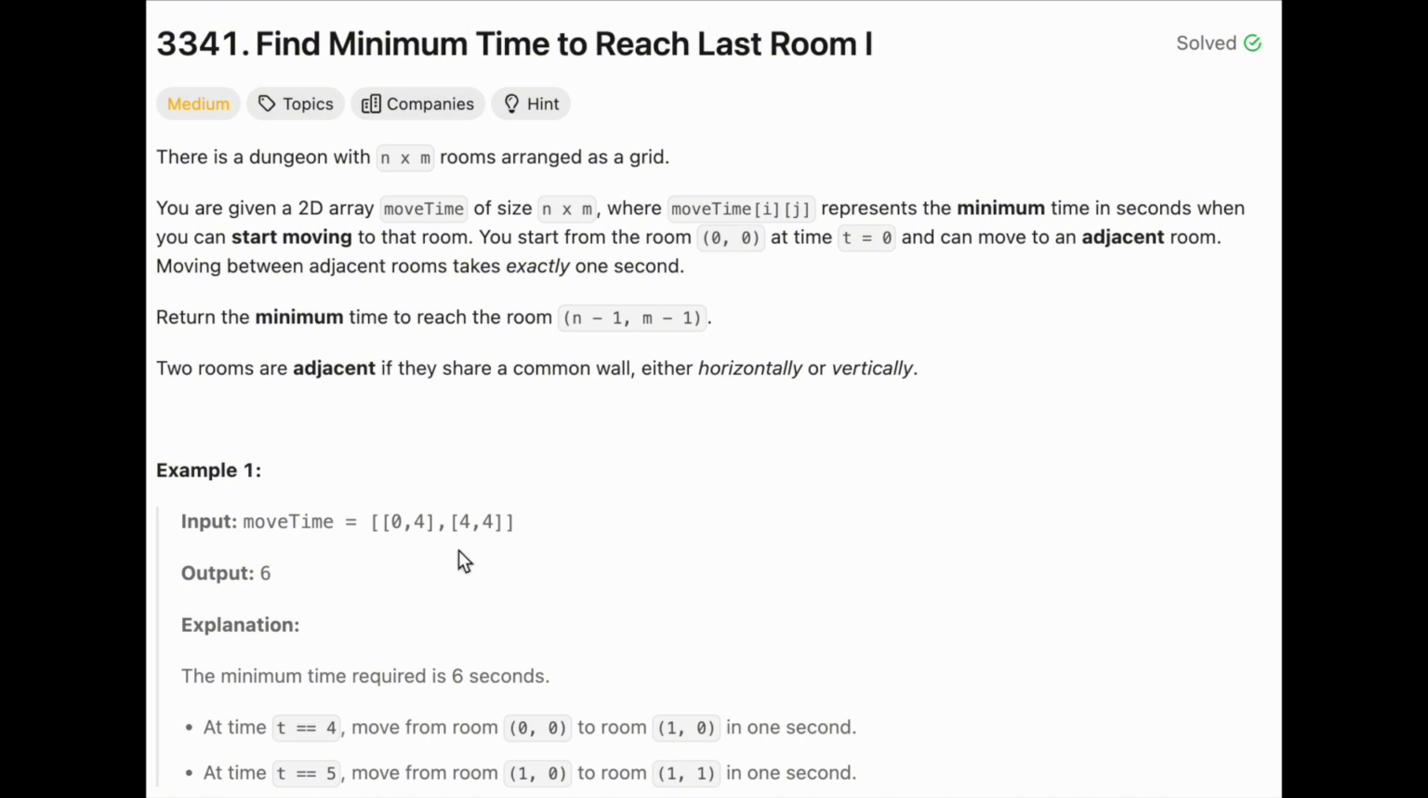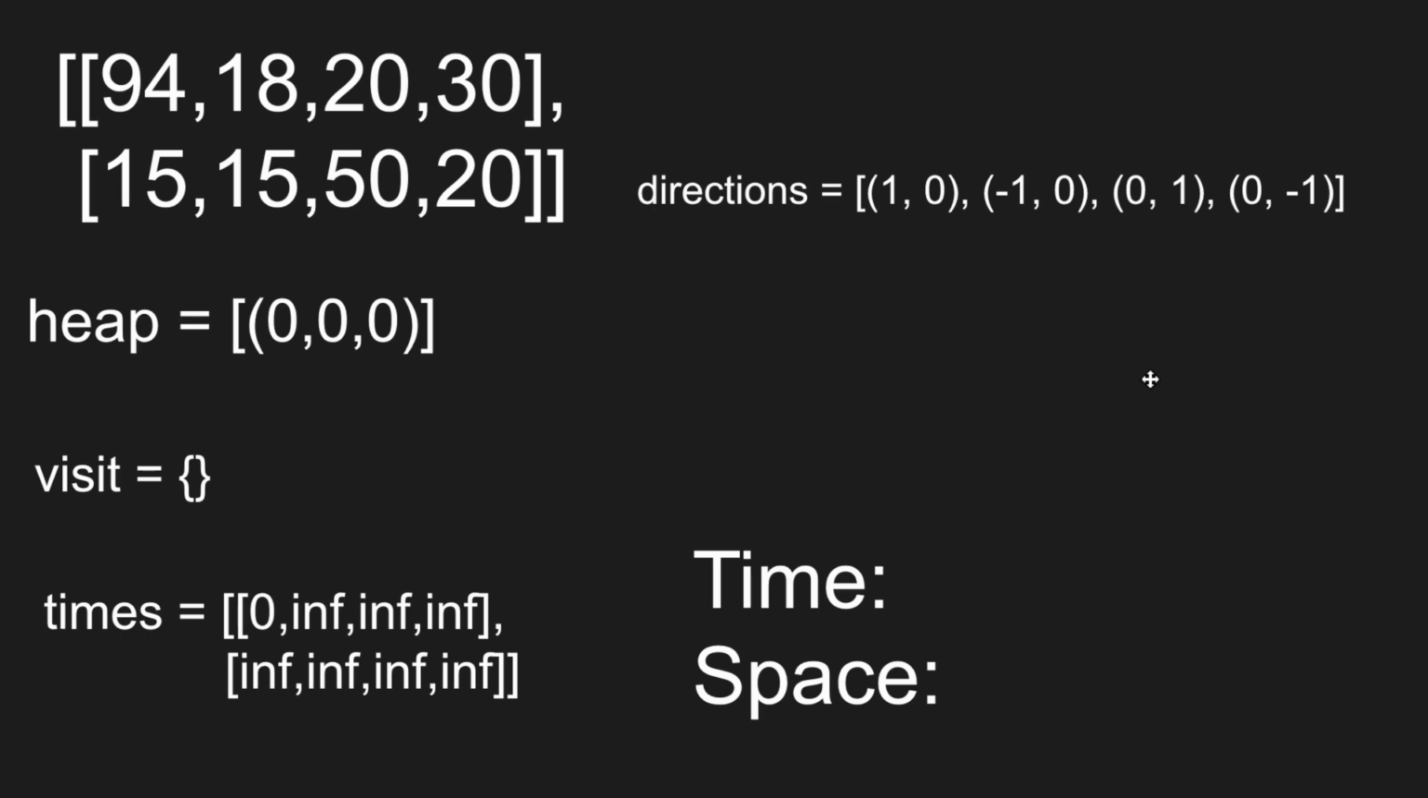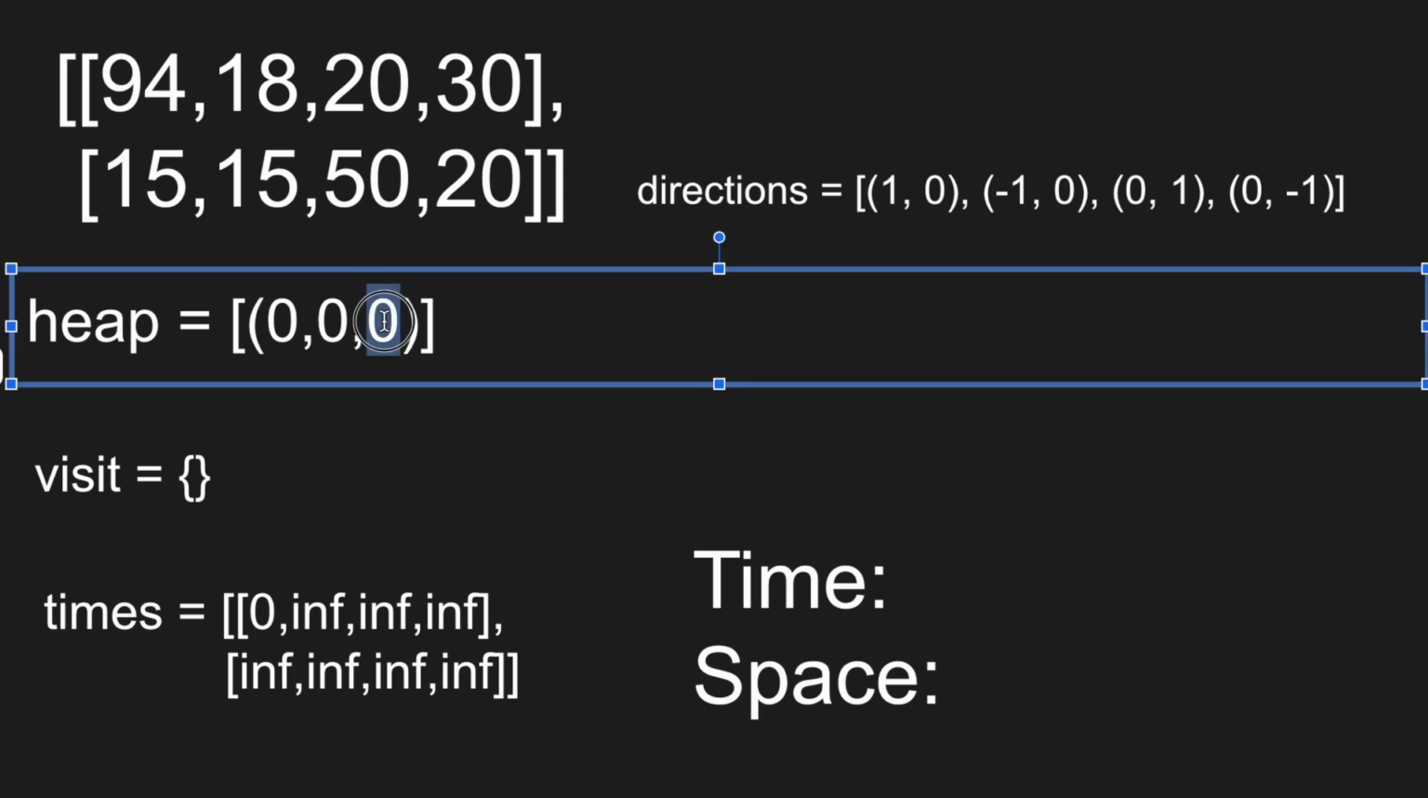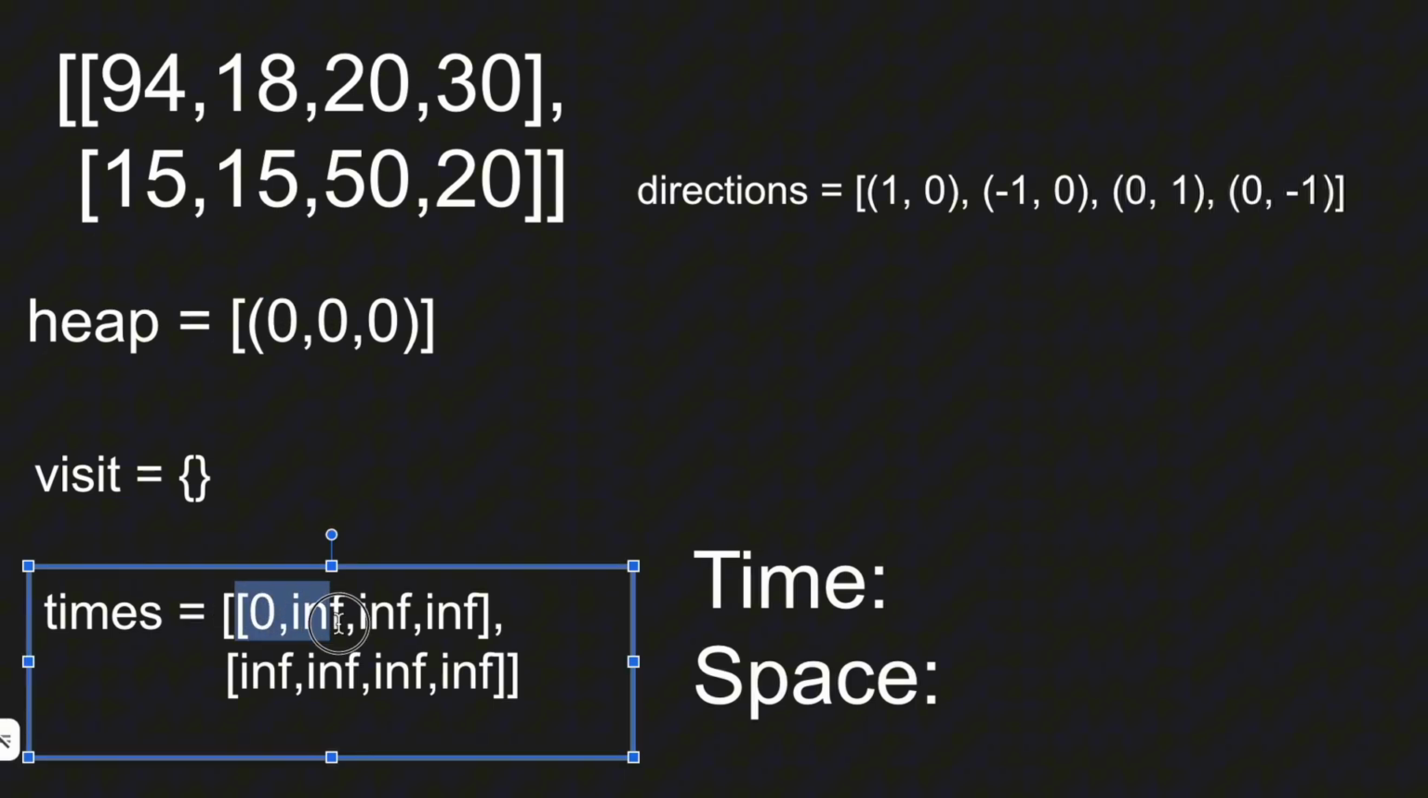So now that we have seen some examples, let's get to how we can solve this problem. So one way that we can solve this problem is we can use the Dijkstra algorithm, and we will initialize a heap with this being the row, this indicating the column, and this indicating the time it takes to get to that place. And we will initialize the times indicating the time it takes to get there.